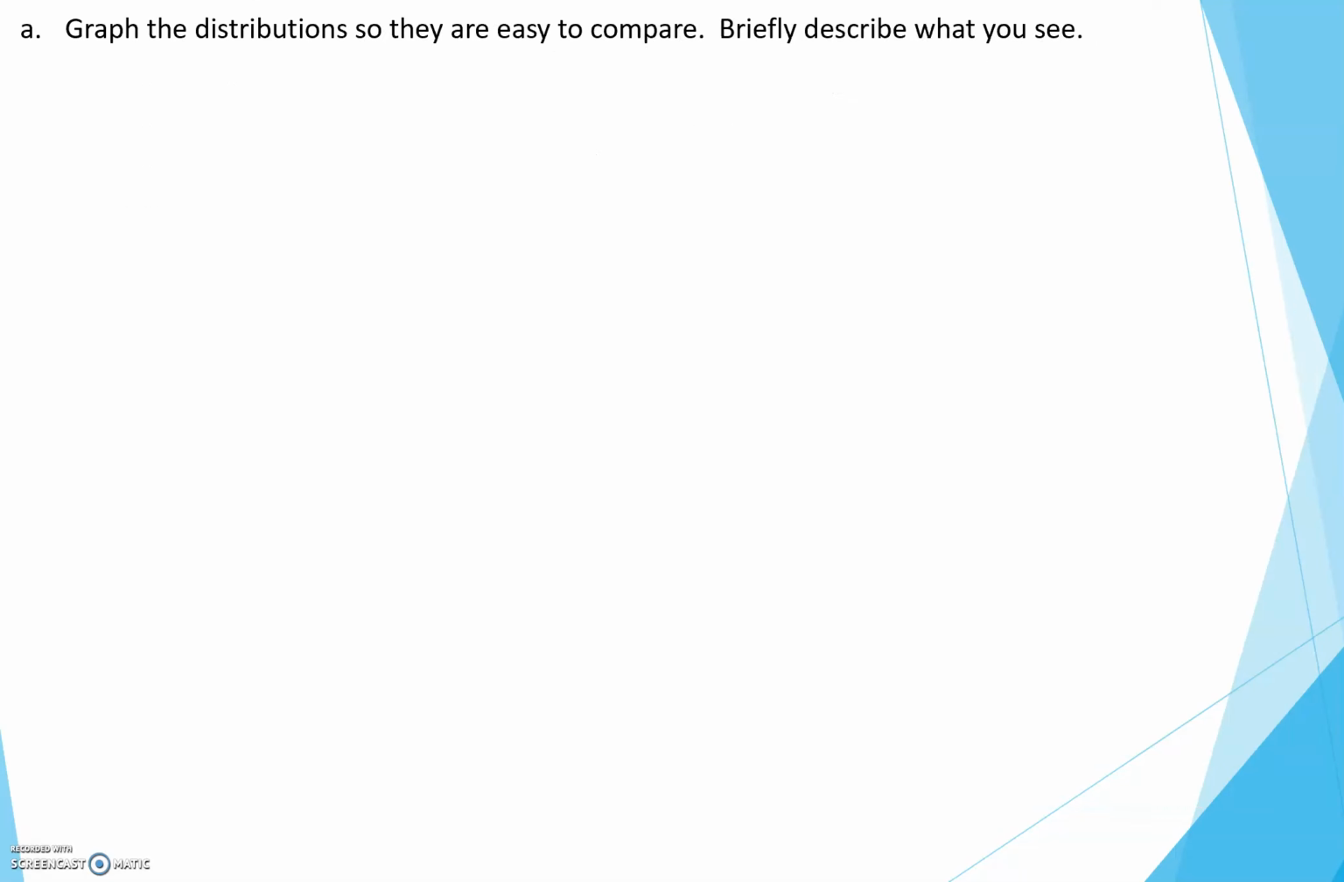All right, so I did pause that. I know it's picking right back up where it was, but you can pause it. I had to take a minute to put all those numbers in my calculator too. All right, so we're going to graph the distributions so they are easy to compare. Briefly describe what you see.